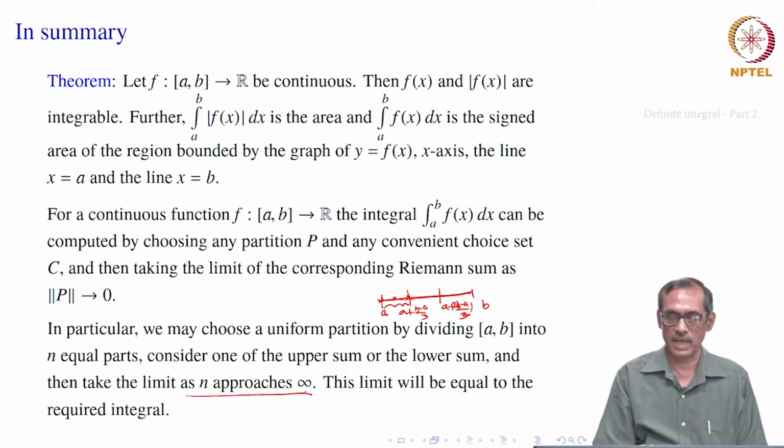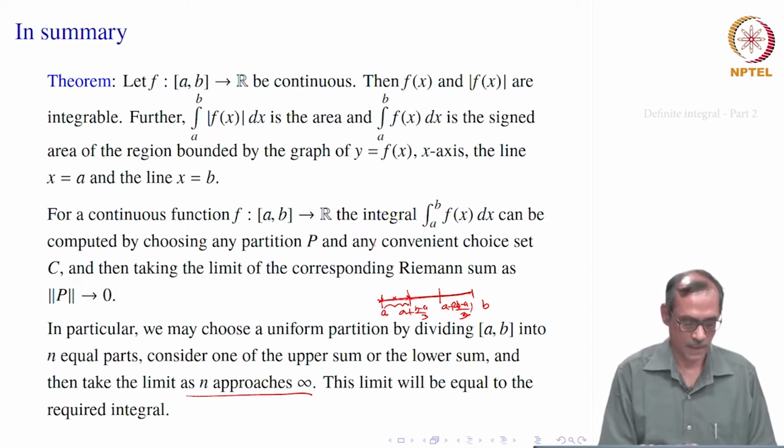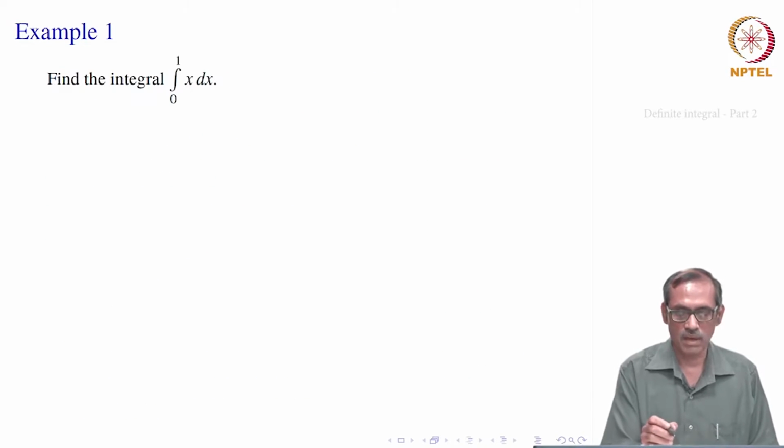This is a particular case of that. Sometimes we choose like this if it is easier, or sometimes we choose other Ci which will be convenient for us for computing the integral. Okay, let us see how to compute this integral 0 to 1 of the function x.